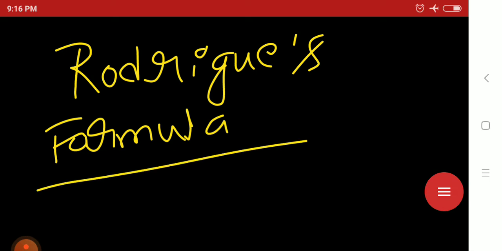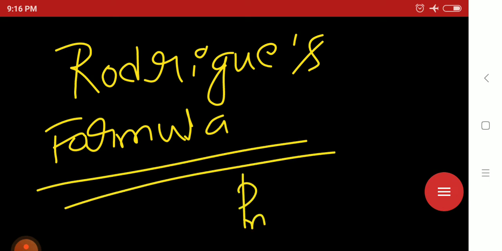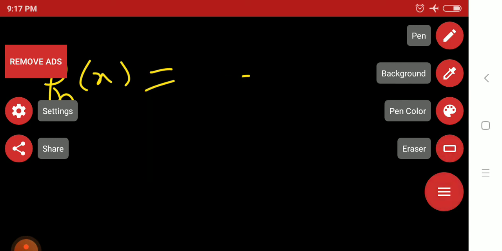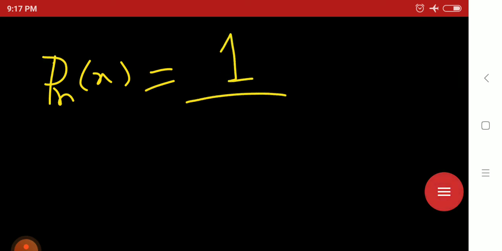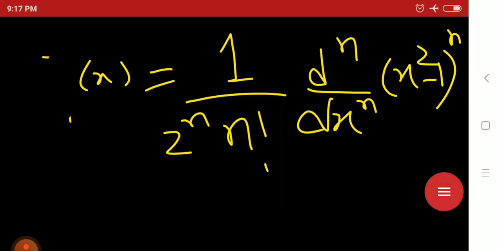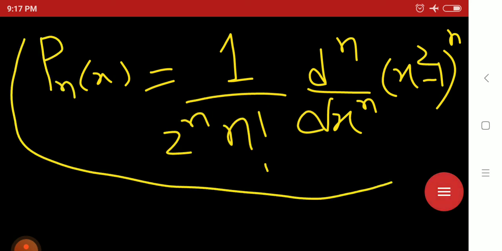Rodrigues' formula for the Legendre differential equation. The Legendre polynomial is denoted by Pn(x). There is a straight-cut formula you should know, from which we can obtain some important Legendre functions. Rodrigues' formula is given by Pn(x) equals 1 by 2 to the power n into n factorial, dn by dxn of (x square minus 1) whole to the power n. Using this formula, you can obtain the nth order Legendre polynomial.